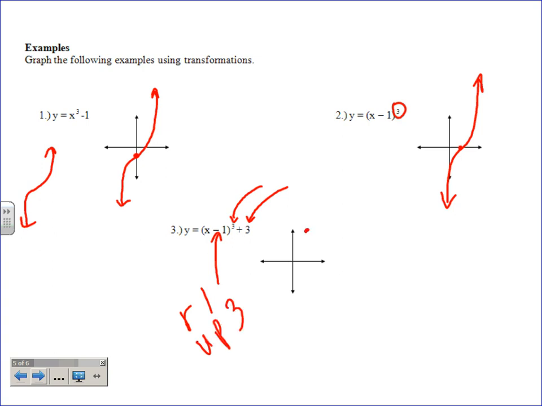So somewhere in here, right? Right 1, up 3, we'll say. Everybody agree with my point there? Okay. And then you just go ahead, you get a little sketch in there and say it looks something like that. So any questions on that? Well, we might be able to get these notes done today.